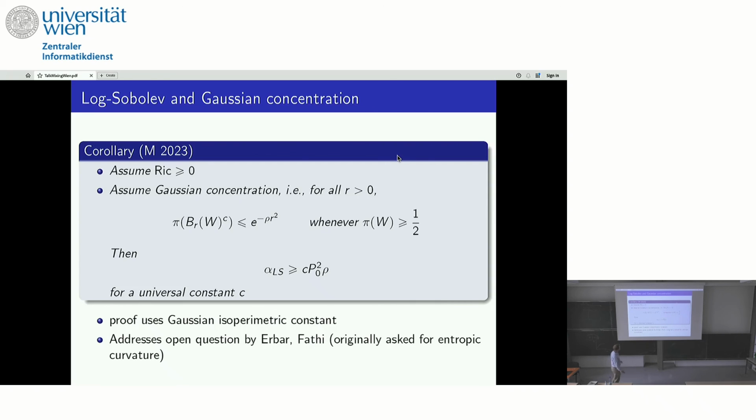So there was a question by Erbar and Fathi, which they originally asked in the case of entropic curvature, which is the curvature Eva talked about yesterday. And yeah, they were asking if they can get some connection between the log-Sobolev constant and Gaussian concentration in this direction, and also the previous question they asked, and it was and is still unclear for the entropic curvature, but here you see some presentation of how one can do it for the Ollivier curvature.